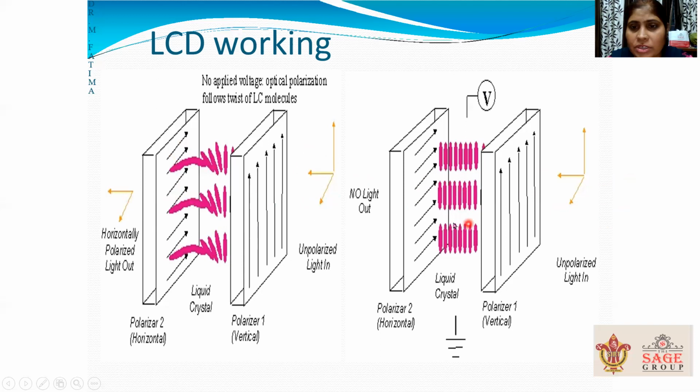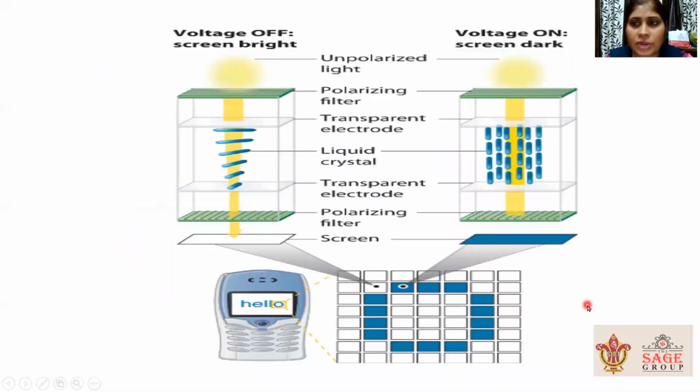But if the liquid crystal is connected to the potential, then molecules are aligned in a particular fashion, and this does not allow the light to pass, and the liquid crystal will be acting as opaque. So one example is taken here, the mobile screen. All of you are using mobiles nowadays.